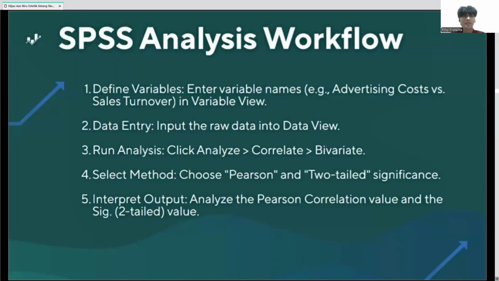Next, SPSS analysis workflow. First, define variables. Enter variable names, advertising cost versus sales turnover, in Variable View. Second, data entry: input the raw data into Data View. Third, run analysis: click Analyze, Correlate, Bivariate. Fourth, select method: choose Pearson and two-tailed significance. And the last, interpret output: analyze the Pearson correlation value and the two-tailed significance value.